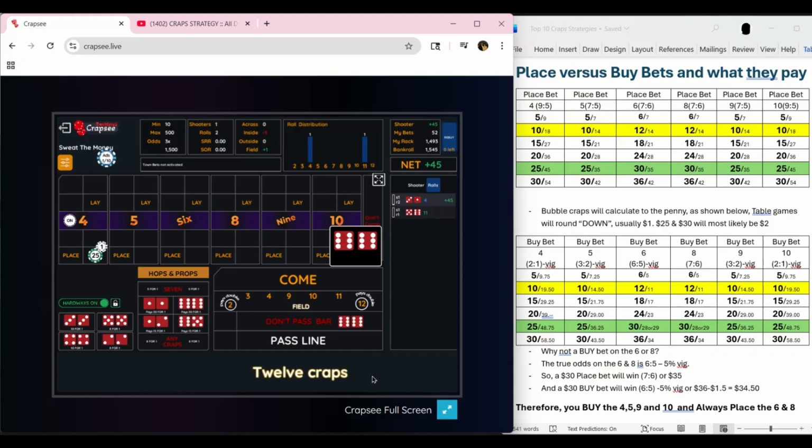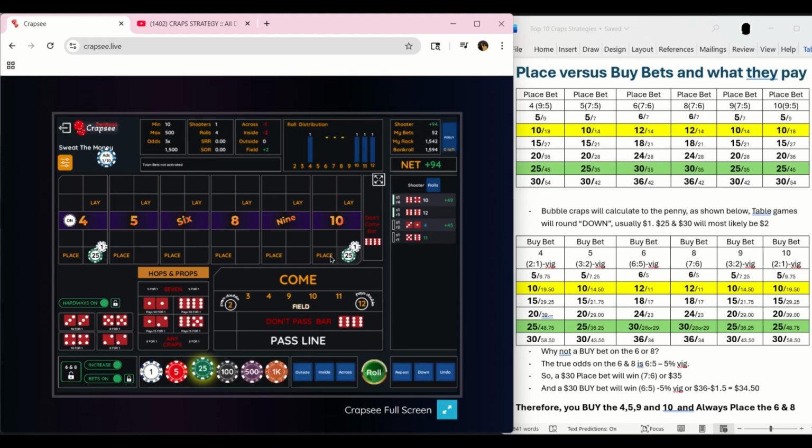Okay, there's a 12. Let's see if we can get a 4 or a 10. There's the 10 right there. And it pays $49. So on the 10, I've got 48.75. It rounded and paid 49. That was a buy bet.